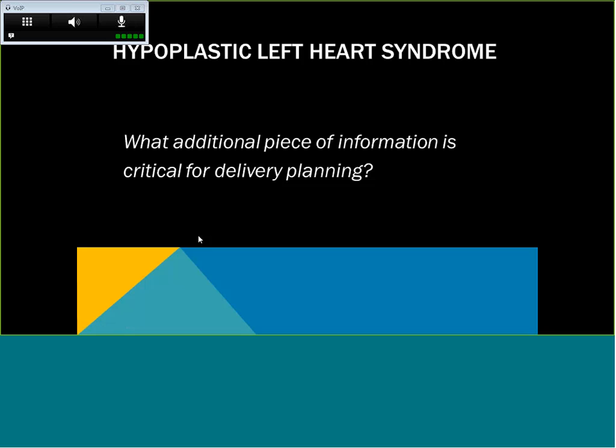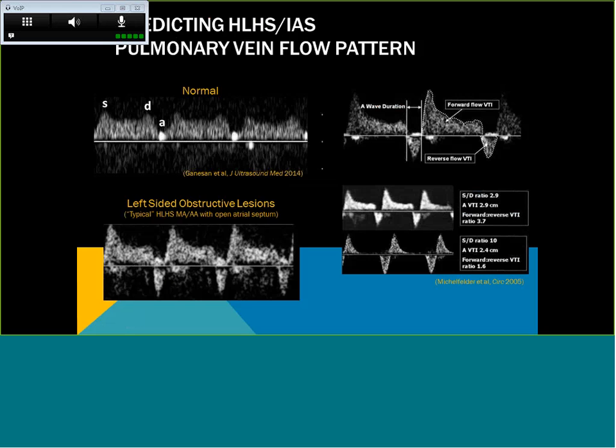So in terms of delivery planning, and this actually is relevant to the patient that we had just discussed earlier with the pulmonary venous hypertension, what additional piece of information is critical for delivery planning? One of the things that we look at is the pulmonary vein flow pattern. So a normal pattern looks like this with an S, D, and A wave. Oftentimes in hypoplastic left heart or other obstructive lesions, we see a little bit of reversal in systole, but we should see predominantly anterograde flow.